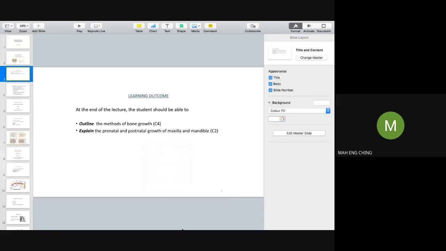I think the next topic with me is class 1 malocclusion. We are talking about classifications, incisal, molars, and how we classify it as class 1, class 2, class 3 accordingly. Yeah? Any questions?